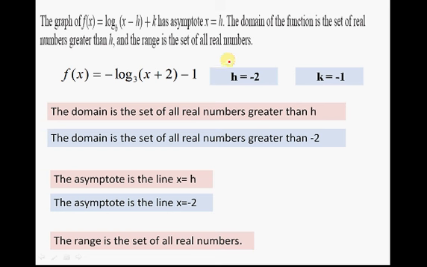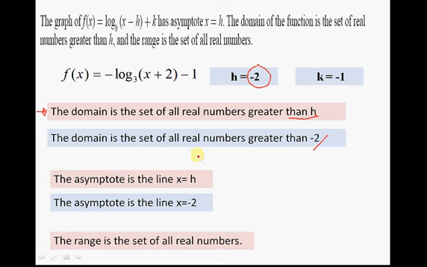Okay, now let's just take a look at straight ahead definitions. Straight ahead definitions say that the domain is the set of all real numbers greater than h. Well, we know what h is. We've defined it already as -2. So we can replace h in this sentence with -2, and we have the domain. The domain is the set of all real numbers greater than -2. Voila, look at that, straightforward, real easy.